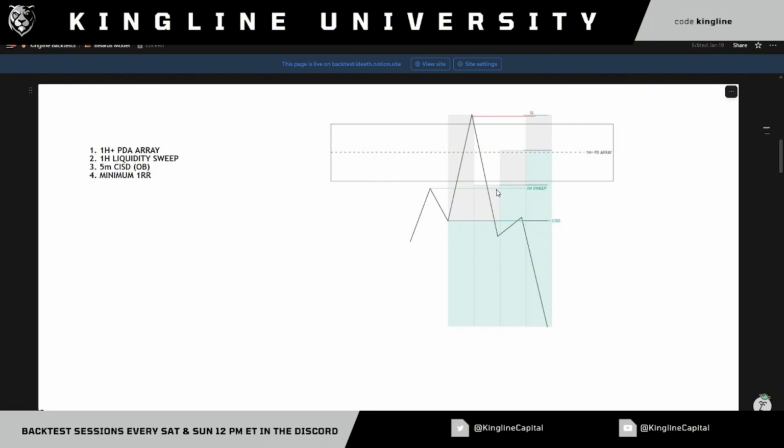I think by the time we even closed that trade, that 1 hour candle was already closed as well. So I think we already hit profit on our trade before that 1 hour candle confirmed. And then at a minimum, we need a 1 hour idea.